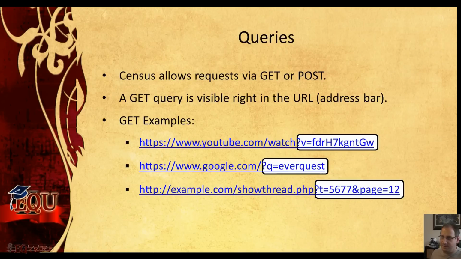Now we're getting into queries. Census allows requests via either GET or POST. We'll be sticking with GET today. A GET query is visible right in the URL or the address bar. Here are some examples of GET queries that you've probably seen. The first is YouTube, the second is a Google search, and the third is a forum URL.